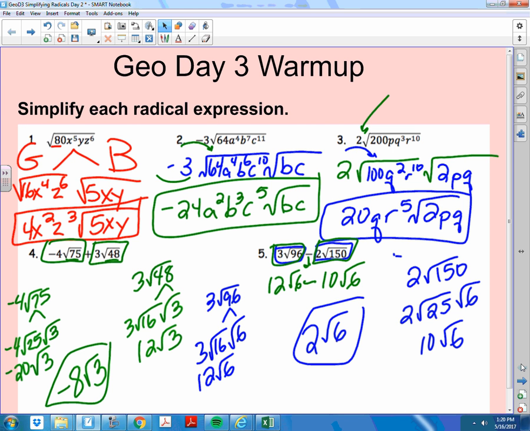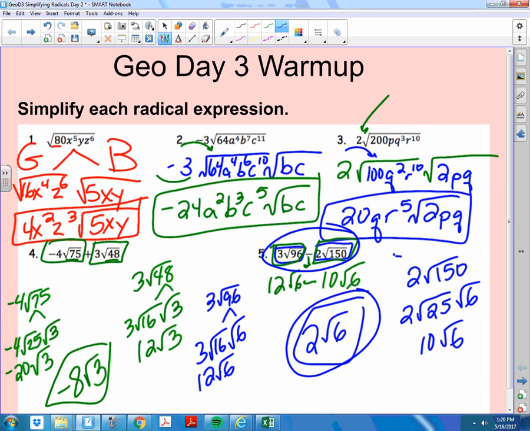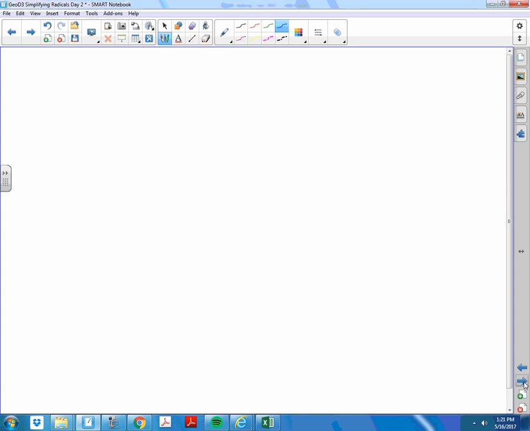And I'll tell you what I mean by that. If you were to type this into your calculator and hit enter, and you were to type this into your calculator and hit enter, it will give you the exact same number. They're the same value. One's simplified, one's not. What is the only number that you can multiply another number by that doesn't change its value? 1.